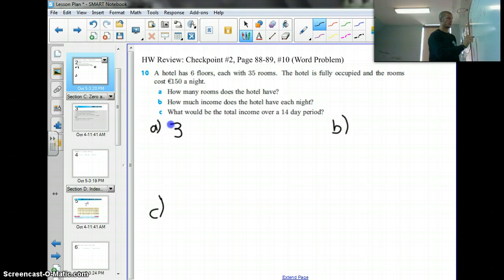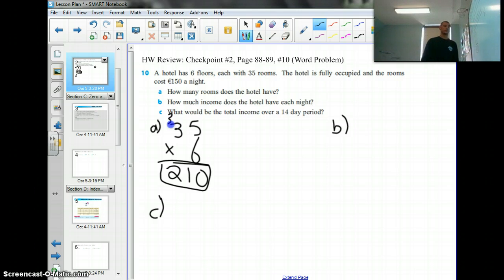So all you're going to do here is go 35 multiplied by 6. And we just did a whole unit on multiplying, dividing, adding, subtracting, so this right here shouldn't be too difficult for us. We go 6 times 5, which is 30, so we put our 0 down, carry our 3. 3 times 6 is 18, plus 3 is 21. And that's our answer right there, 210 rooms. So you always want to make sure you know what that number is, okay?